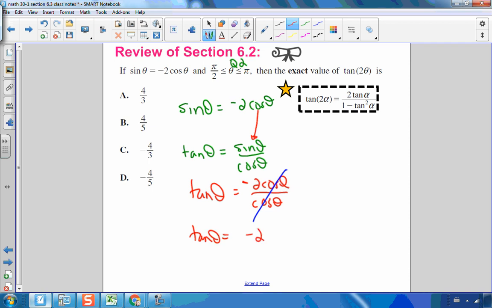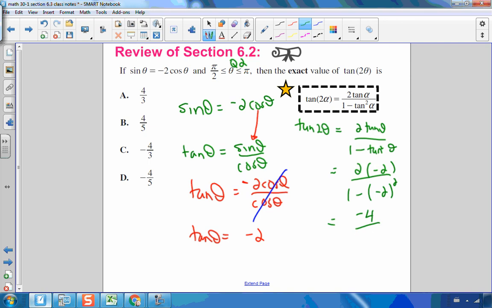So if I want to find the value of tan 2 theta, I'm just going to apply that into my formula. So tan of 2 theta is 2 tan theta over 1 minus tan squared theta. So that will be 2 times negative 2 over 1 minus negative 2 squared. So that's going to be negative 4 over 1 minus 4, which is negative 4 over negative 3. And of course, 2 negatives make a positive. So my answer will just be 4 over 3.